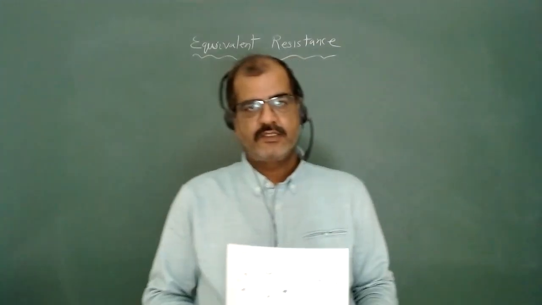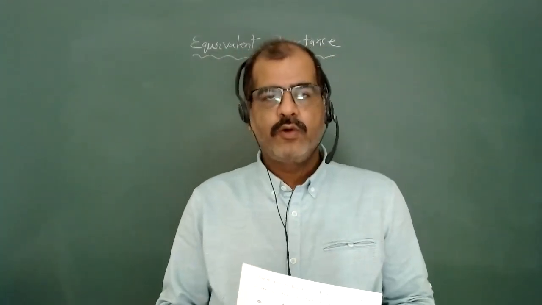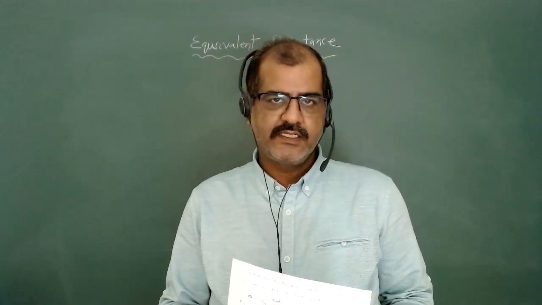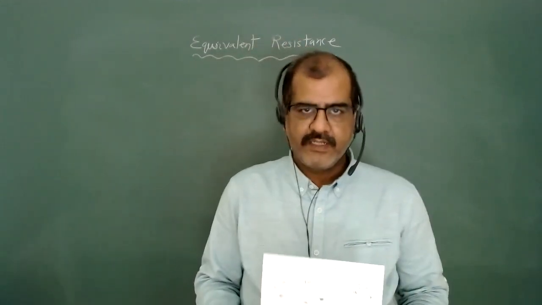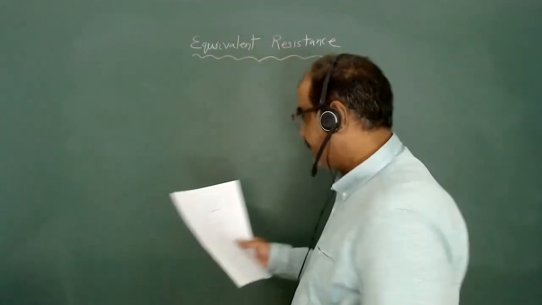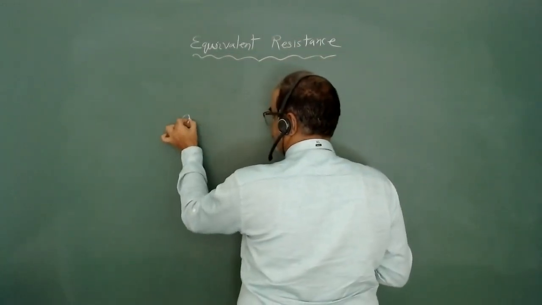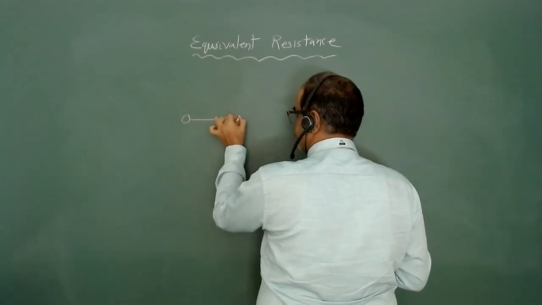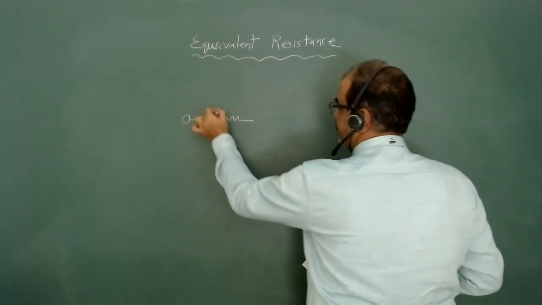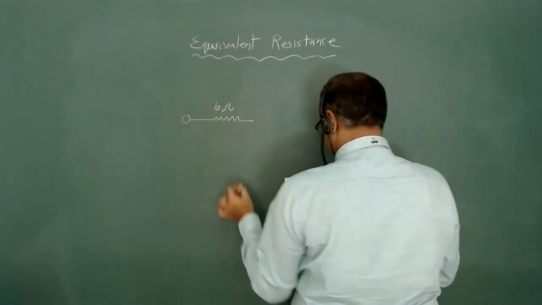Good morning, students. Today we will learn how to calculate equivalent resistance in a given complex electric circuit. So I have given one circuit. This is resistance 1, and its value is given as 10 ohm.